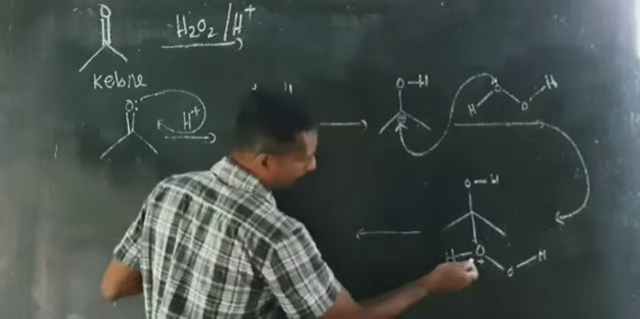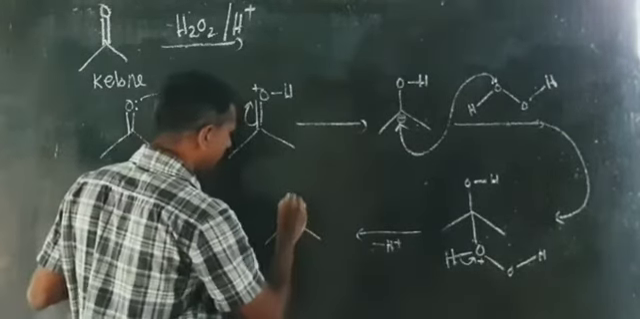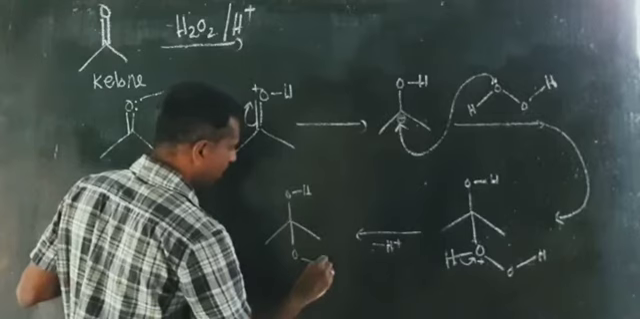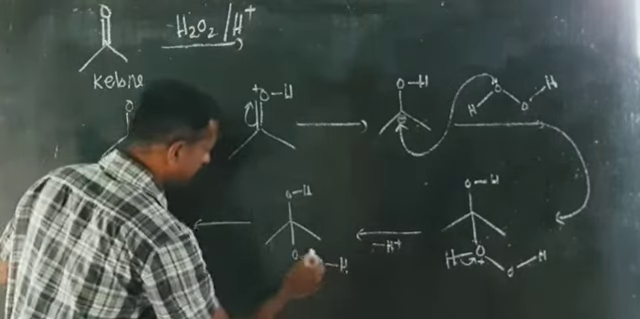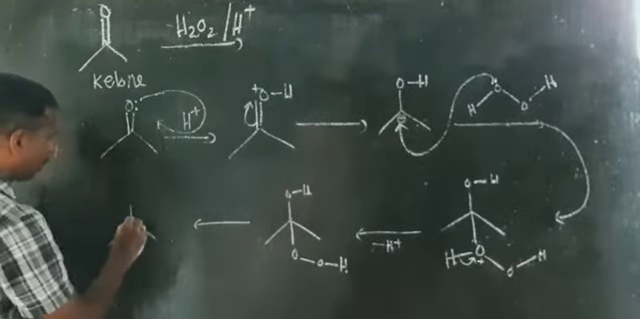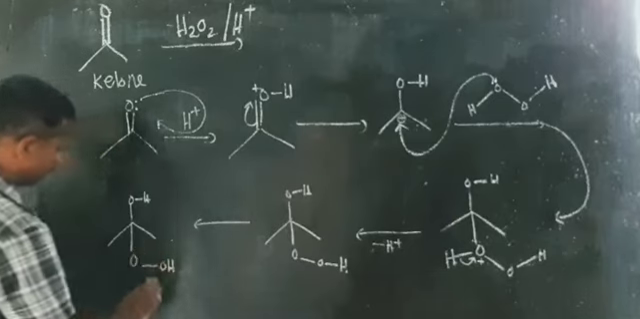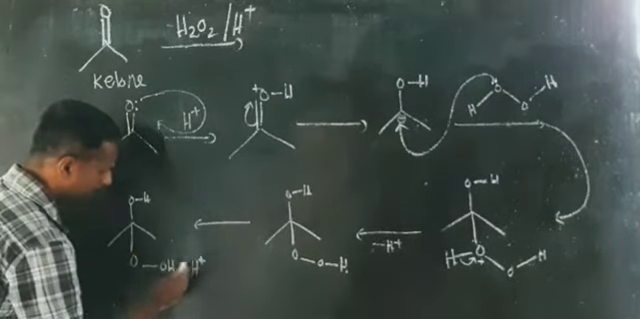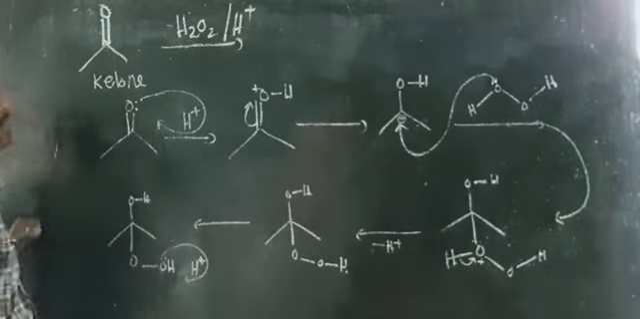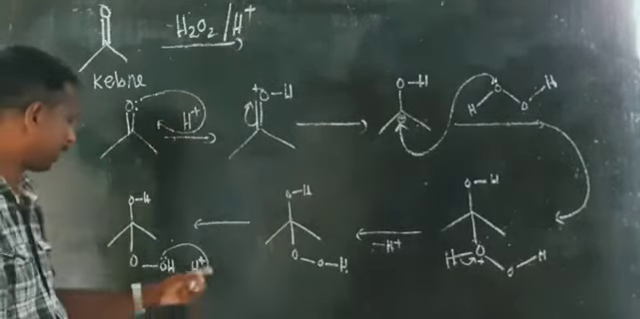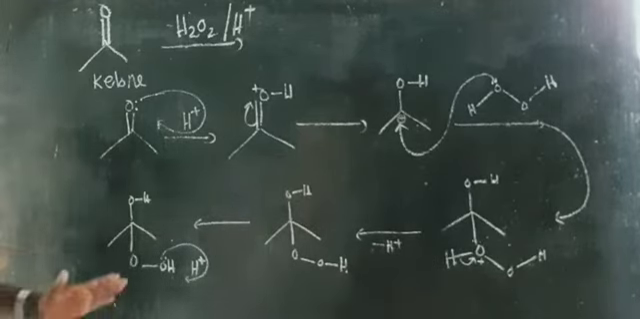Now in the next step, what will happen? Minus H plus, and we get a structure like this: OH, and here O, O, H. Again the same structure: here it is O, O, H, and here it is OH. Now again H plus is here. This OH group, with its lone pair of electrons, abstracts H plus, because the reaction is carried out in acidic medium.